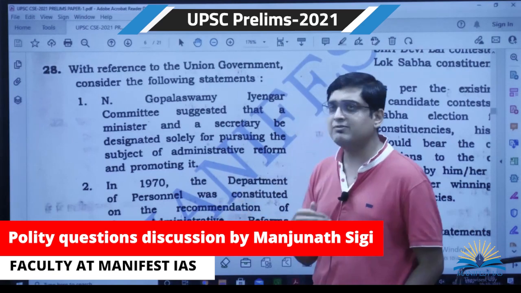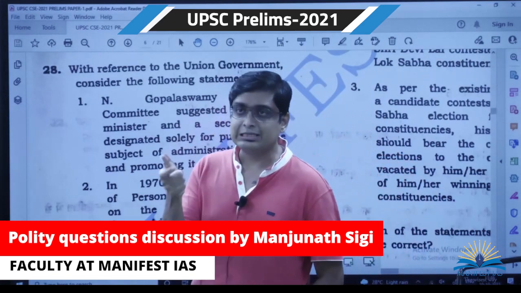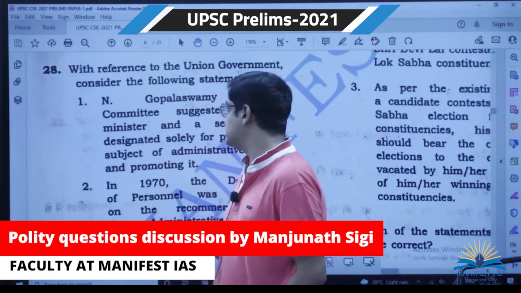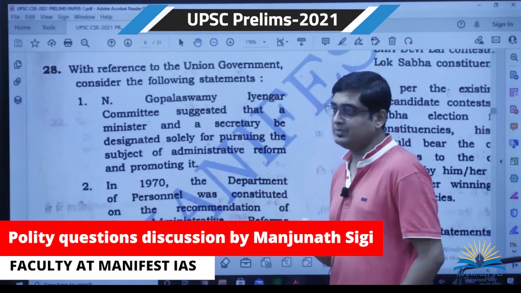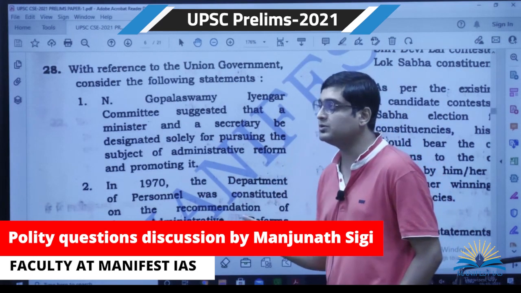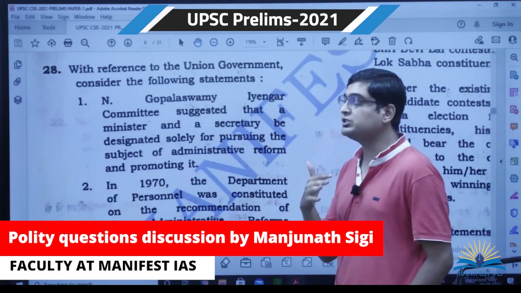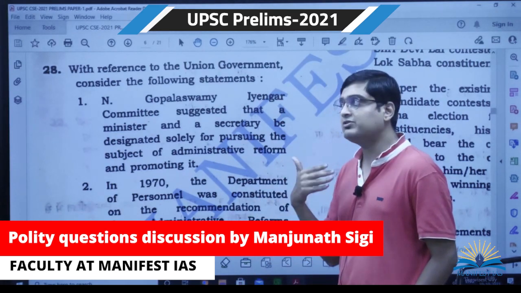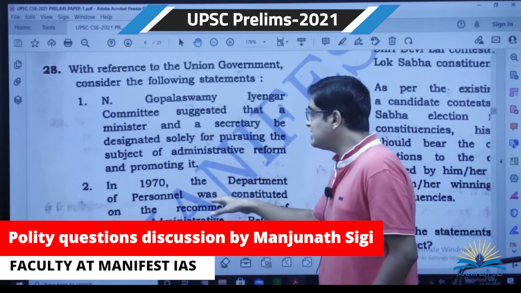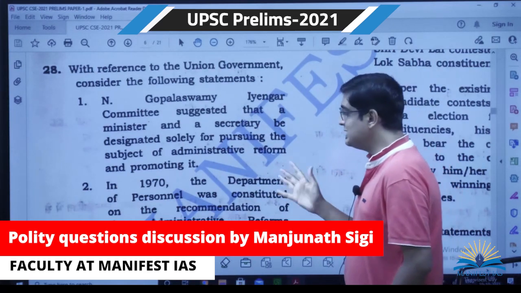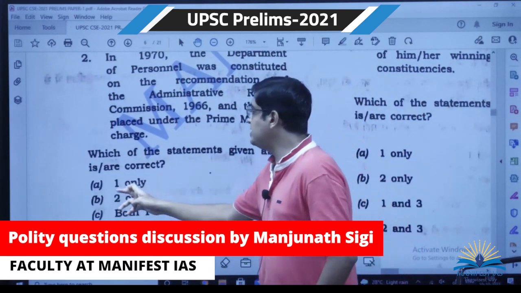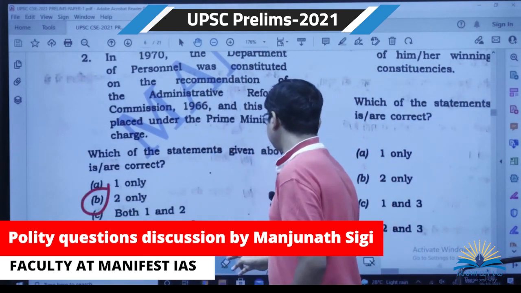Second statement, there is supporting evidence I've directly got: the Department of Personnel was formed in 1970. It was formed on the recommendation of the first ARC report, the Administrative Reforms Commission, which was formed in 1966. And it recommended that it should be put directly in charge of the Prime Minister. Later on, it was transferred to Home Affairs, and later on the name was changed and it was made into a ministry after a few years. It is a dedicated ministry, the Ministry of Personnel, which you have today. So the second statement is correct. The first statement is incorrect. So the answer is B, 2 only.